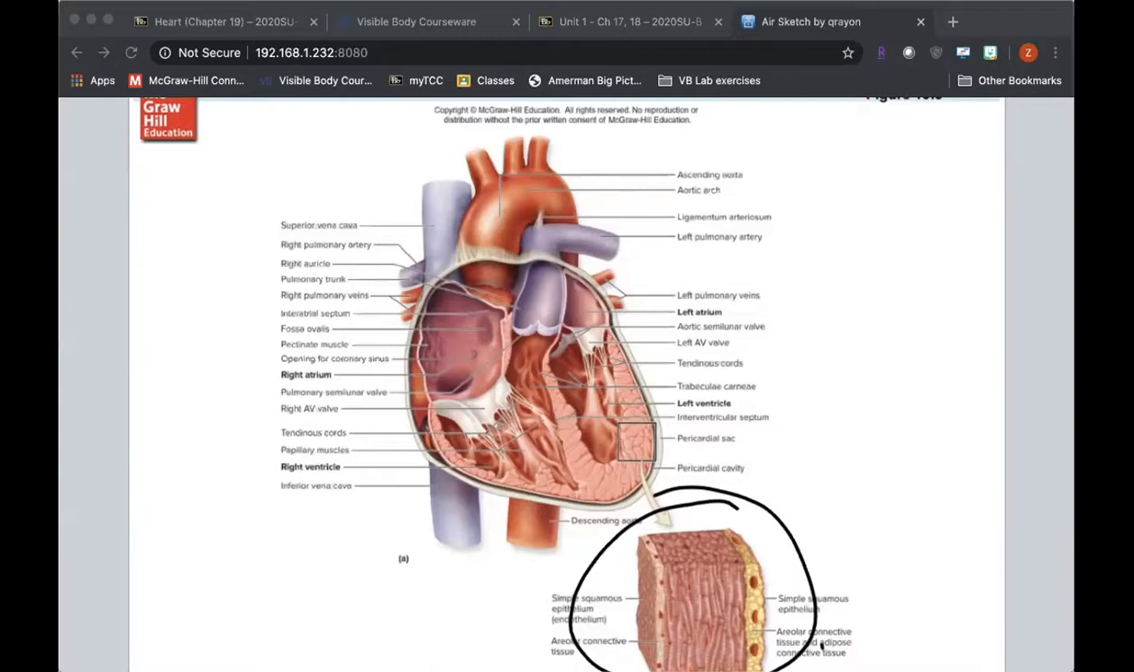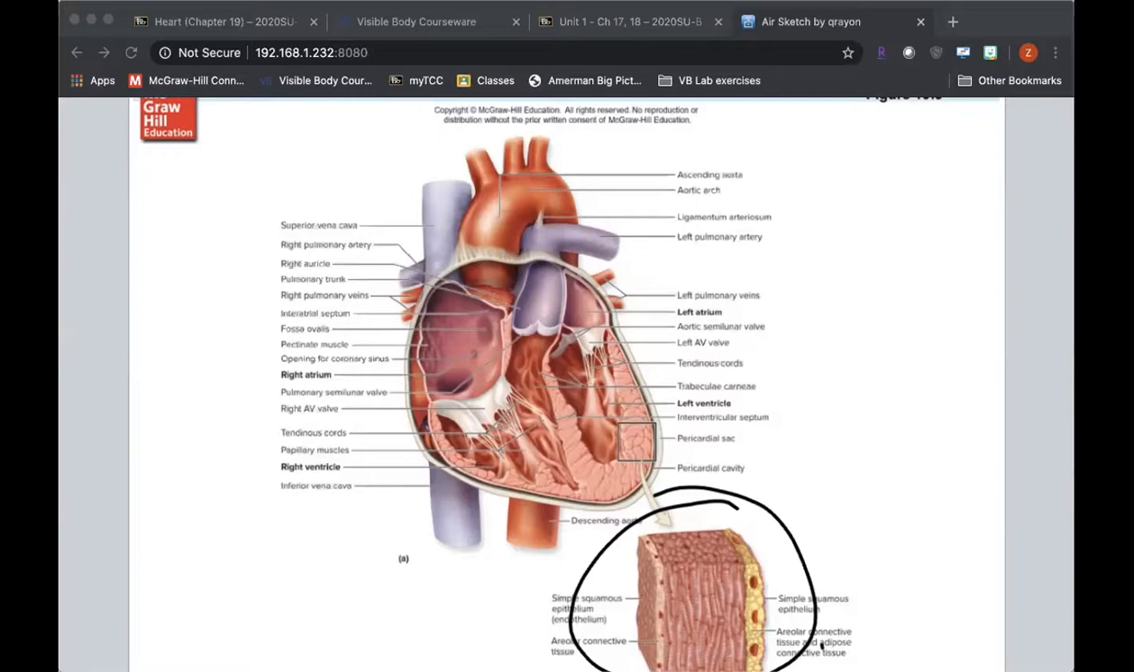These are the three main layers of the heart wall itself. The innermost layer is the endocardium, composed of a simple squamous epithelium, which is called endothelium. This endothelium is continuous with the great vessels, the pulmonary trunk and the aorta. The thickest part of the heart wall is the myocardium, which is the cardiac muscle. And then we have the epicardium, also known as the visceral layer of the serous pericardium.